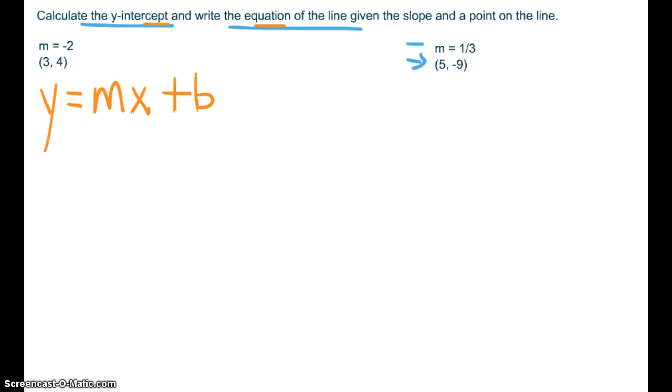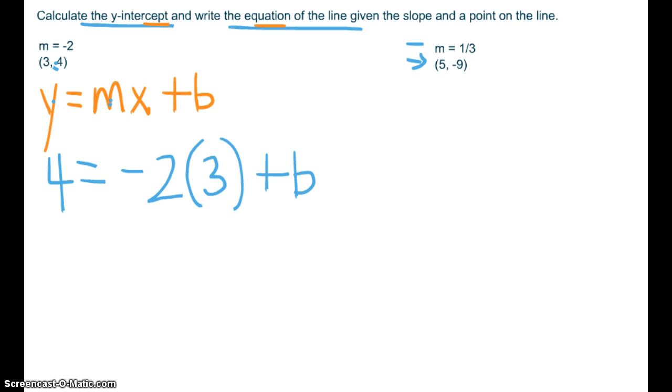So in this situation, we're given a point, so we're given y is 4, so I'm going to substitute in 4 for y, equals, I'm also given the slope, which is negative 2, times x, and we know that x in this situation is 3, and then we need to know plus b, so we have to find the y-intercept. So all I did was substitute in my x and my y right here into my equation. So we're going to solve to find the y-intercept, or to find where the line crosses the y-axis. So 4 equals negative 6 plus b.